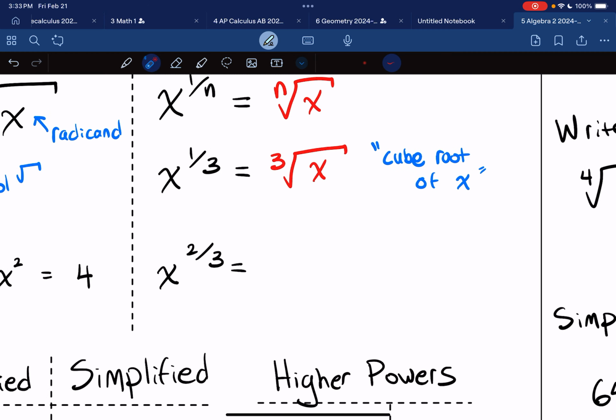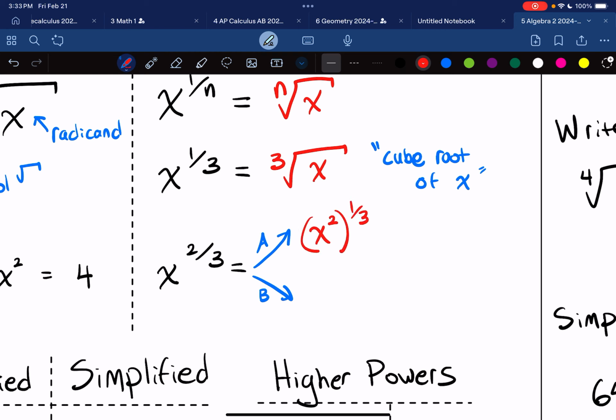So what if I have a number in the top? What would I do then? Well, you actually have two different paths, and this is where it gets a little bit tricky. You get to choose whichever path you think is the best. I'm going to call this one path A, and this one path B. Because of the way powers work, you have to use your properties of exponents, and you can say one of two things. You can say this is either x to the power of 2 to the power of 1/3, or you can say that this is x to the power of 1/3 to the power of 2.